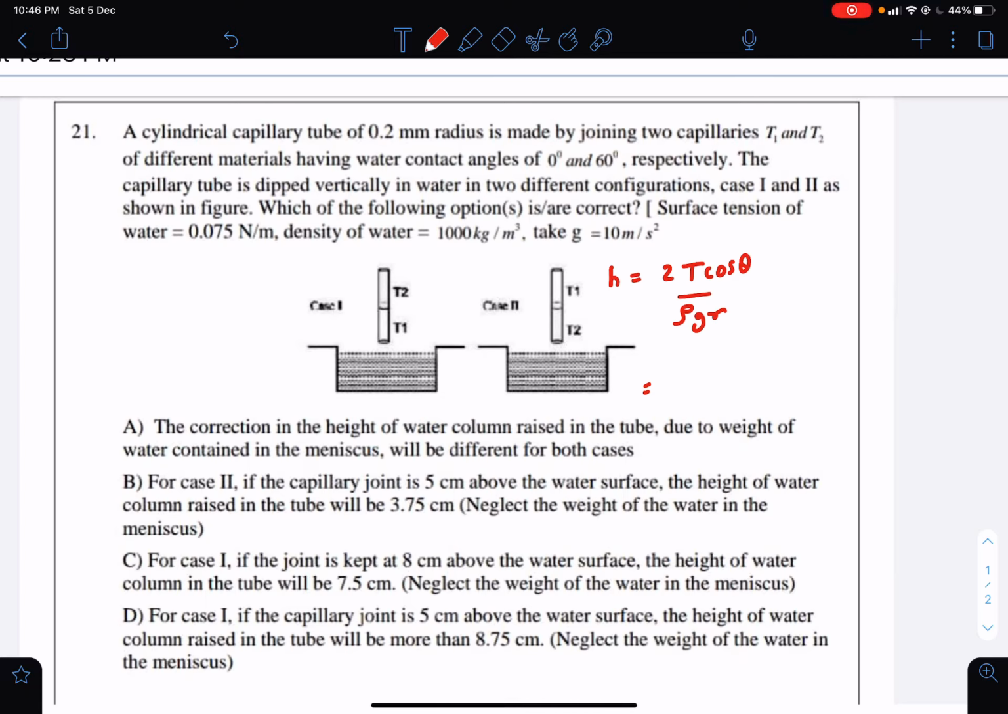In one case theta is 0, so cos theta is 1. In other case theta is 60 degrees, so cos theta is half. So cos theta is 1 or cos theta is half. So 2 into, now this T is given to be 0.075, by rho is 1000, g, into r is 0.2 into 10 raised to minus 3, into cos of 0 or 60 degree. But this will give us the answer in meter, so we have to multiply it by 100 to get it in centimeter.